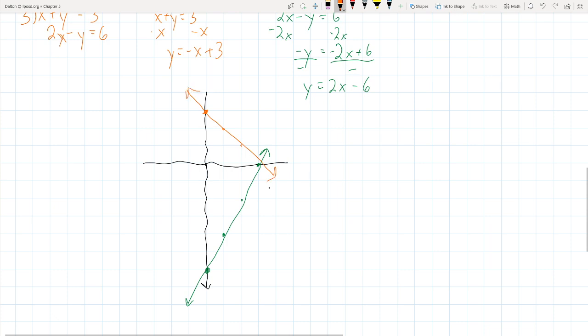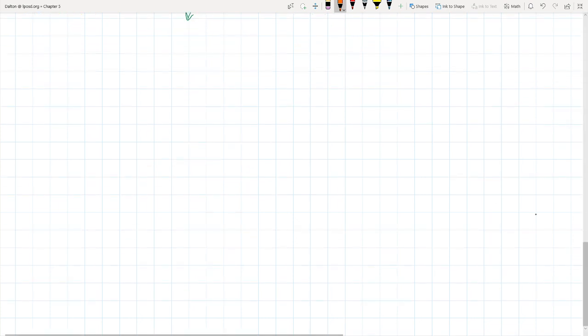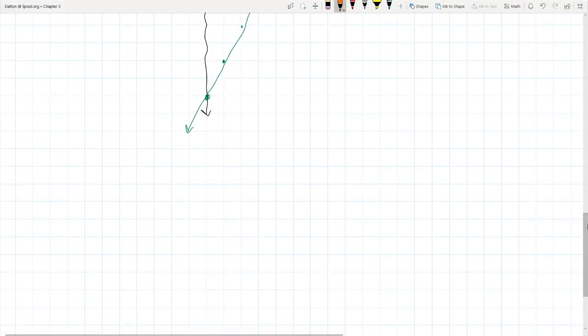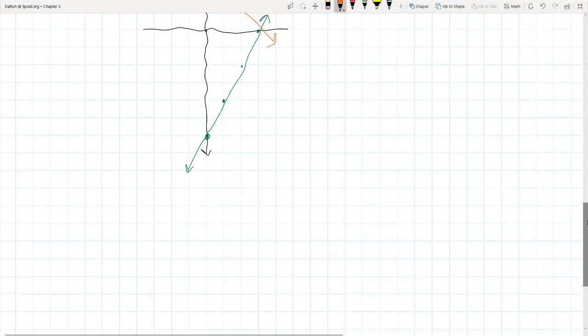Okay. Let's do another one. Oops, I didn't tell you what the answer is. The answer on that one would have been, I just counted over 1, 2, 3. So the answer is 3, 0. X comes first. The way I remember that is X comes first in the alphabet.